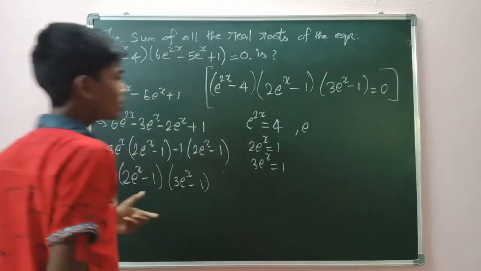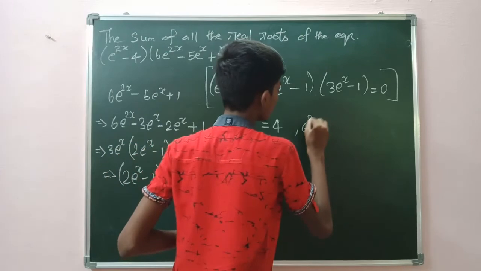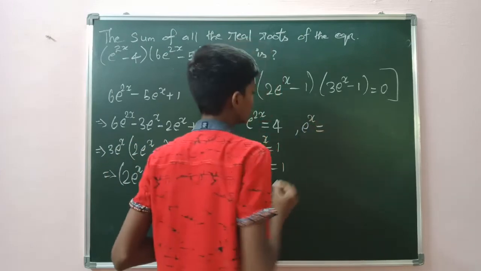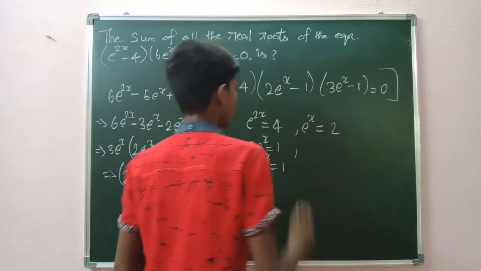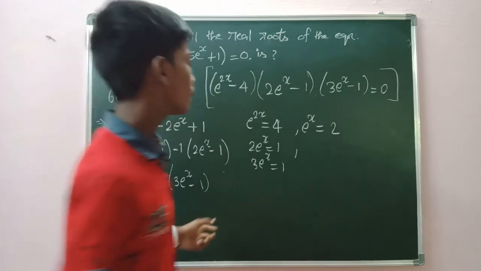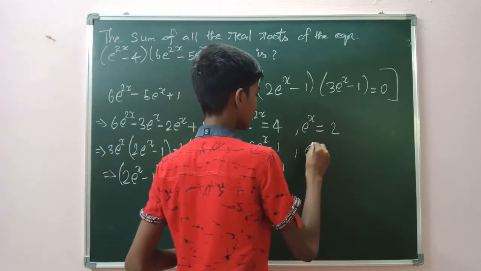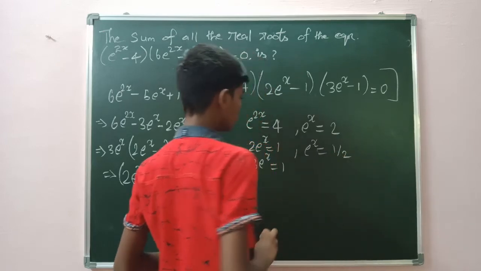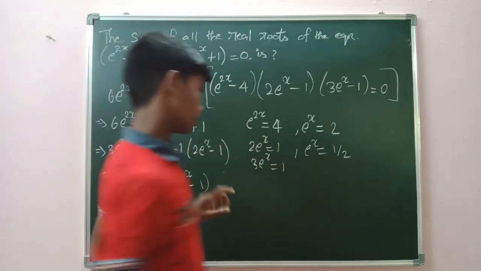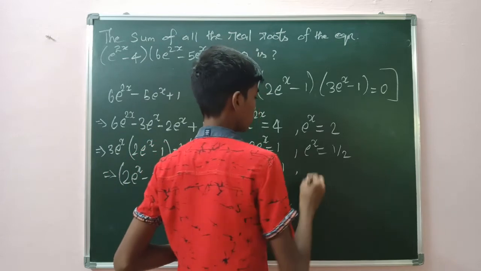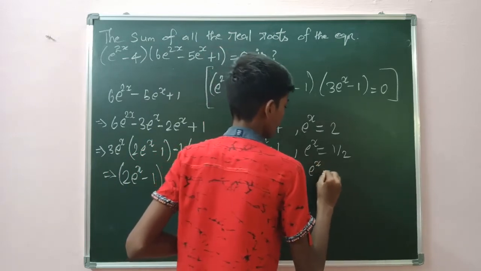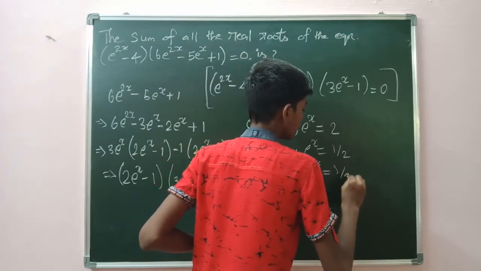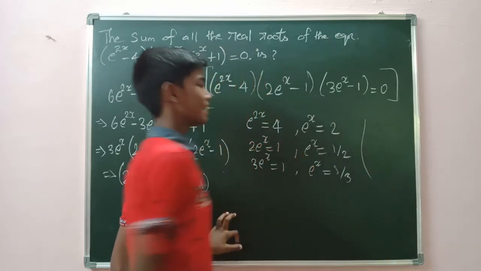So now what I am going to do is, if e power 2x is 4, then e power x will be, take square root on both sides, you will get it as 2. And now 2 power ex is equal to 1 means e power x will be 1 by 2. Now if 3 into e power x is 1, then your e power x will be 1 by 3. These 3 are the values that can satisfy.